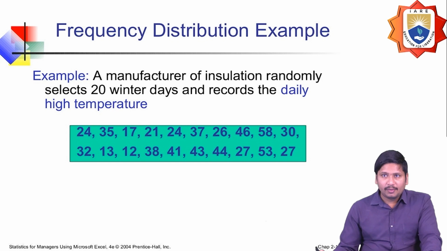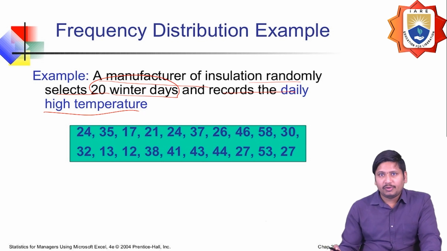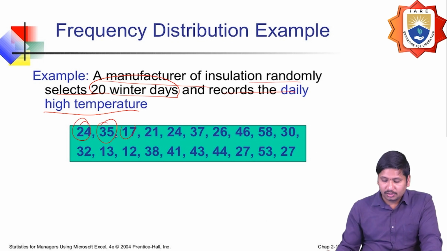So let's take an example. A manufacturer of insulation randomly selects 20 winter days and records the daily high temperature. So the manufacturing of insulation department is going to collect some 20 winter days. So what should be the daily high temperature like this? These are the 20 days of data that I have. So one day it should be 24, 35, 70, like this.